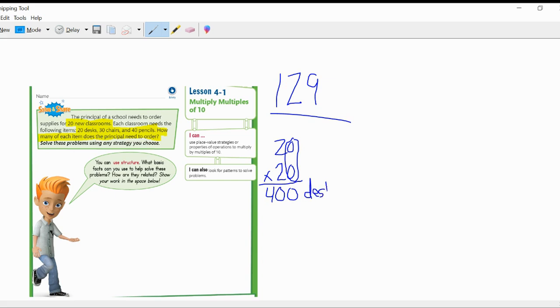Bear with me. I'm sorry. It's hard to write with a mouse. All right. I probably am not going to label everything because that was a little bit painful to do. But we're going to need 400 desks.